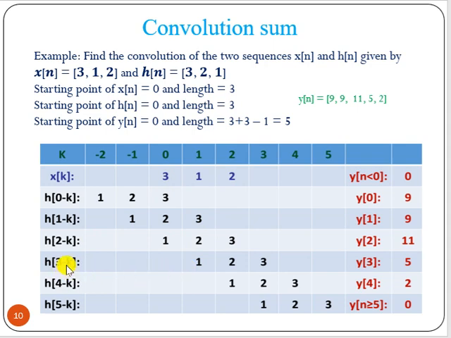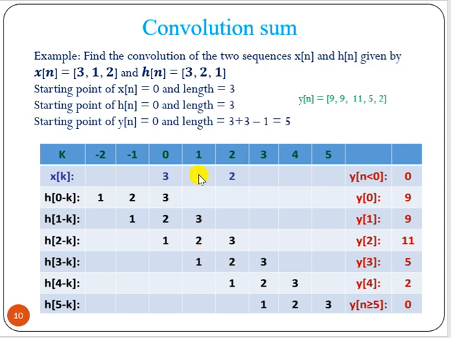Okay, now k equal to 3, so you can put h of minus k here. 3 means 3 minus 2 plus 3, that value should be 1. See here, this is 1. Minus 1 plus 3, value should be 2. 0 plus 3, value should be 3. So those values of h of minus k are shifted by 3 units. So this is h of 3 minus k.